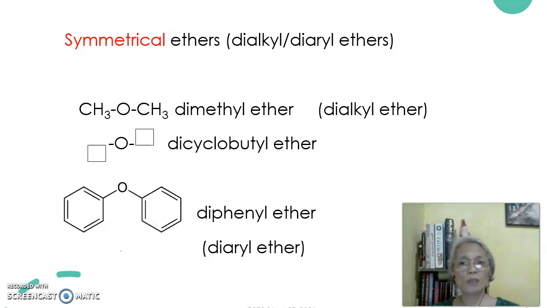Now we also have symmetrical ethers where the R and R prime are identical. So we have dimethyl ether. A dimethyl ether is used as a propellant and as a refrigerant. Then we have a dicyclobutyl ether. And then an example of a diaryl ether, we have the diphenyl ether.